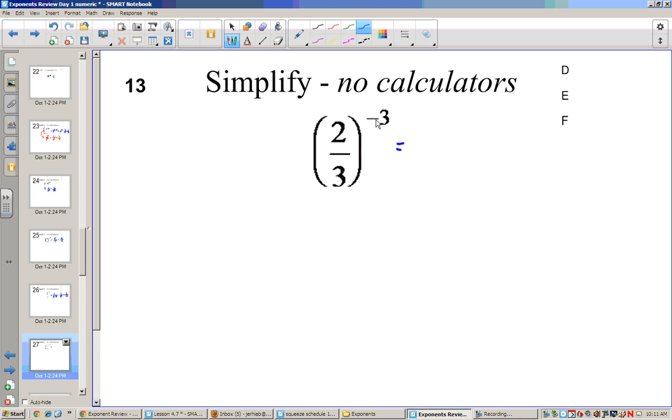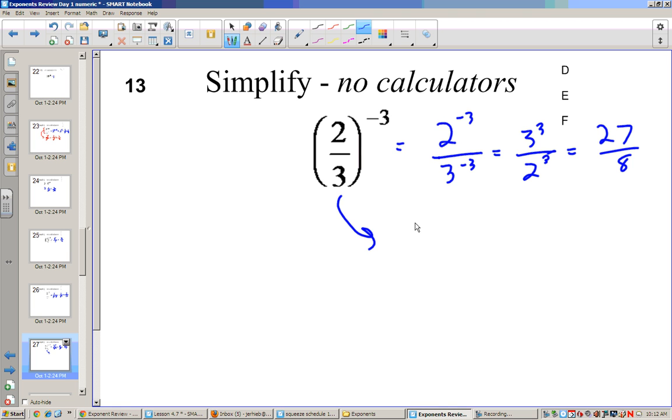This one has a negative exponent, so that's going to be 2 to the negative third over 3 to the negative third. Or that's 3 to the third over 2 to the third, which is 27/8. Another way you can do this is whenever you see the negative, you could just flip it over right away. So it's 3 halves to the third, and that would just be 27/8. Two different ways to think about it.